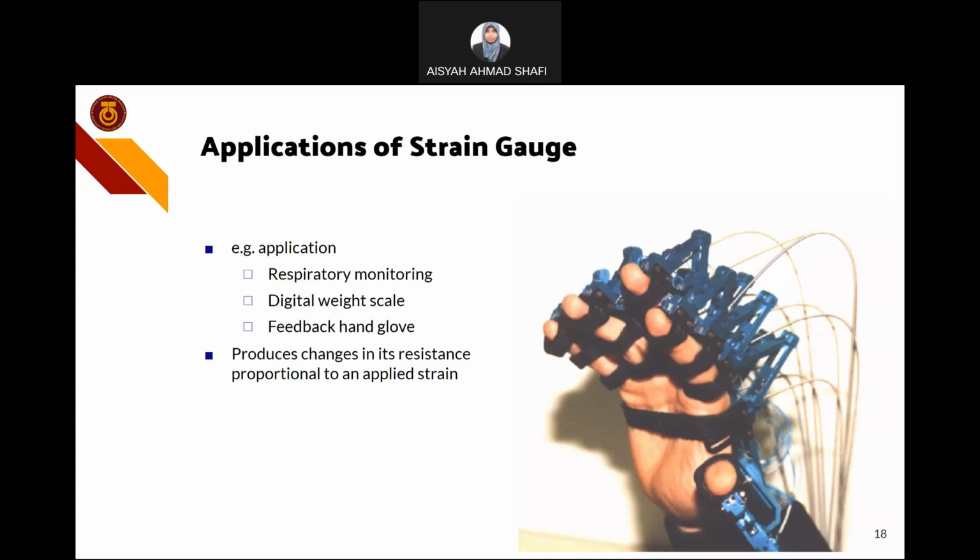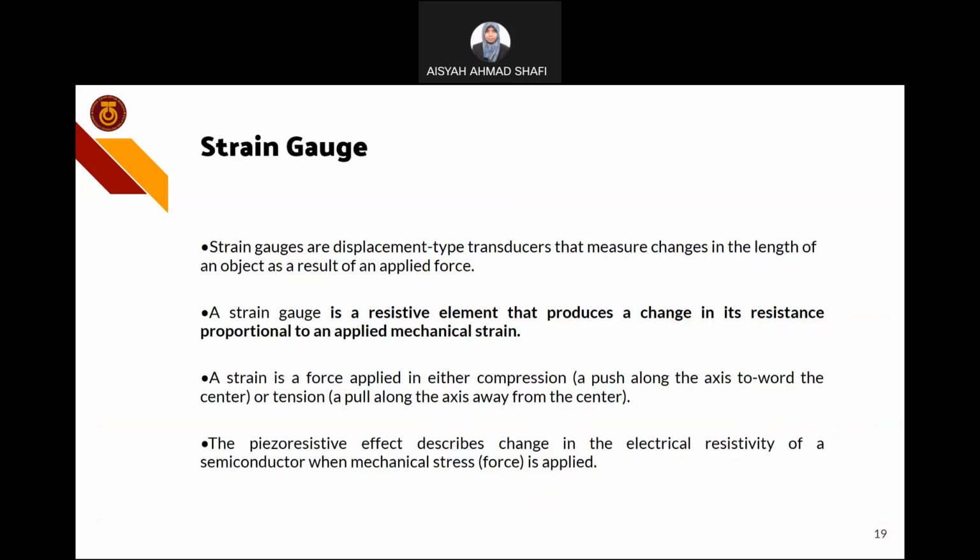And this strain gauge produces changes in its resistance proportional to the applied strain. So the strain is actually the change of elongation, so it measures the displacement. From the changes of displacement, it will change the resistance. So this is how the strain gauge functions.